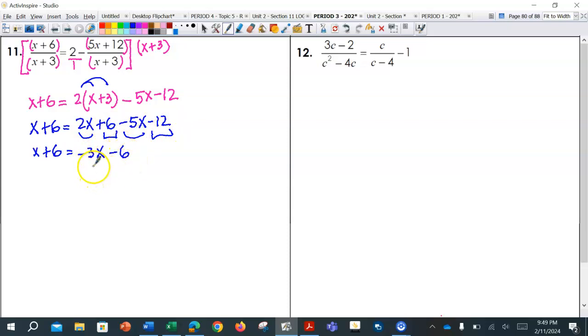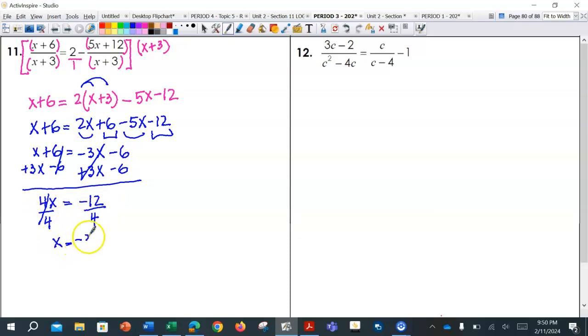I will move this to the other side, plus 3x, right? And I will move the 6 to the other side. So I end up with 1x plus 3x is 4x, and this negative 12. Last step, I divide by 4. So x equals negative 3. Let's see if this works, right? We have to remember that you always have to check.